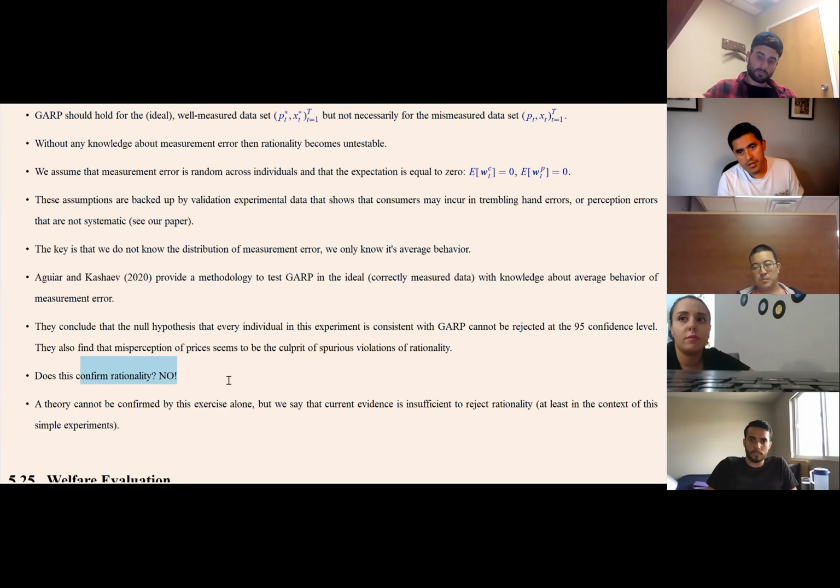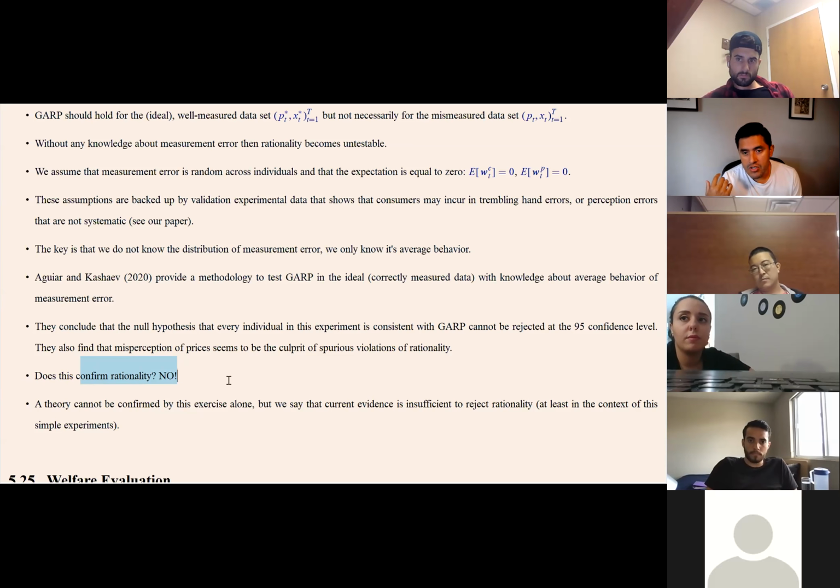So we say, wait a moment. The experiment is not great, and the data set still has issues. Let's test it with a new methodology that takes into account those issues. Then the evidence against rationality dissolves. Now, that doesn't mean that rationality is still a good model. It just means that the way we measure violations of rationality is not good enough.